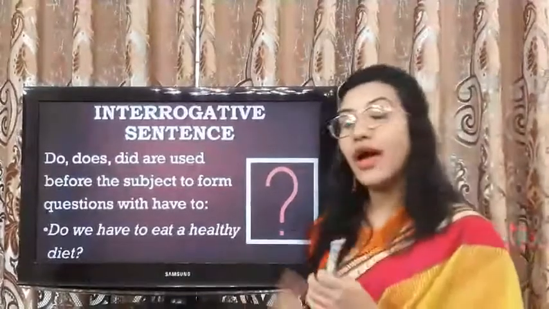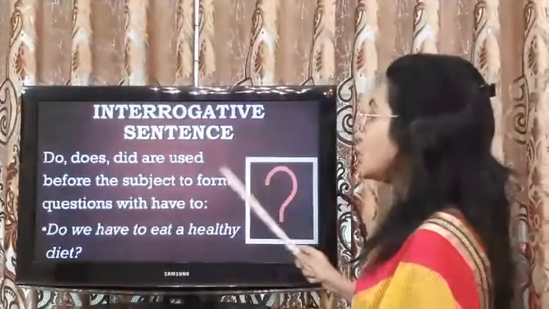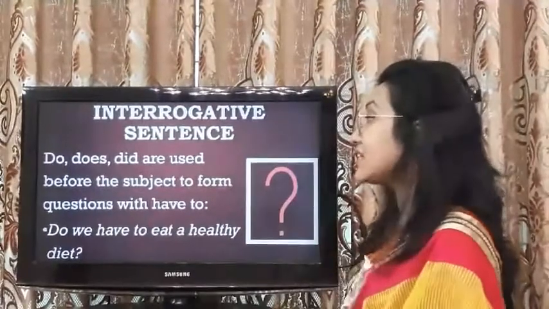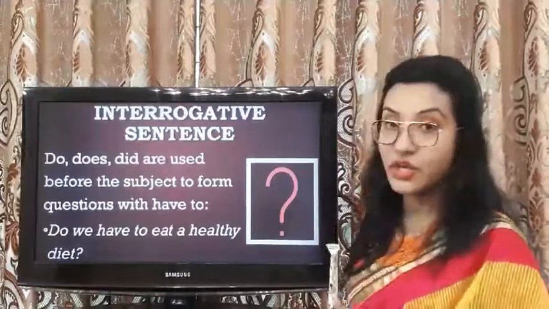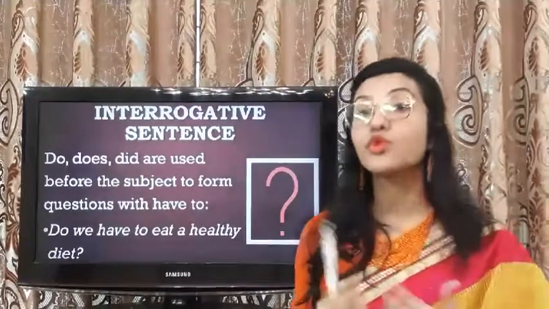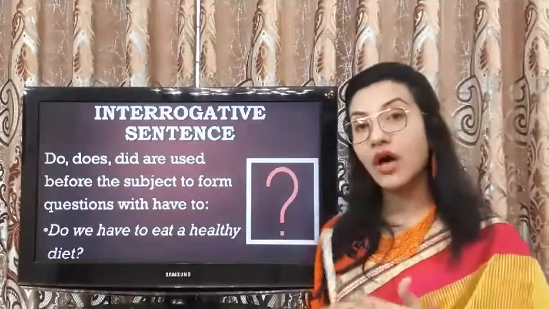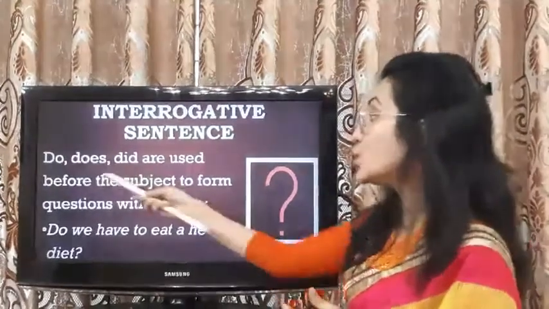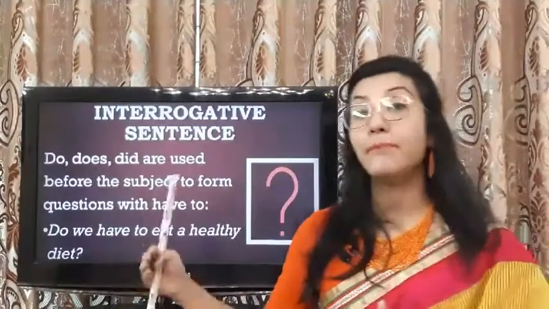Now, how have to or has to can be used in interrogative form. Do, does, did are used before the subject to form questions with have to. তাহলে আমরা যদি একটা কোয়েশ্চেন, কোনো প্রশ্নবোধক সেন্টেন্স ফর্ম করতে চাই তাহলে আমরা do, does বা did যে অংশটা রয়েছে we are going to put that at the beginning of the sentence.